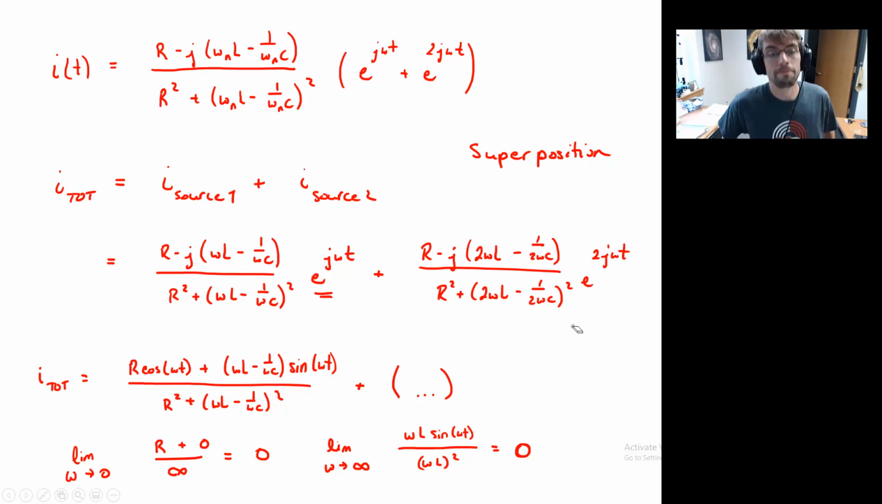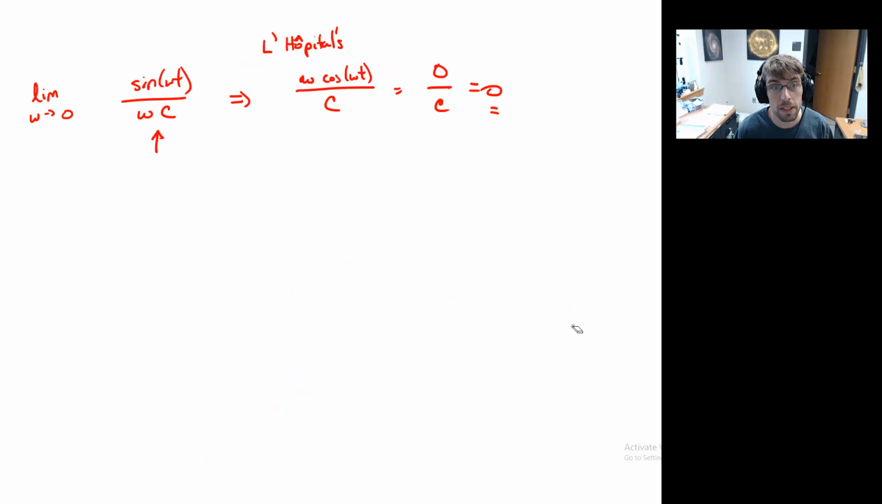But wait, there's more. So that takes care of the amplitude piece. And I'm sure you already noticed the other interesting piece, which is the phase angle, theta. And if we go back and look, you know that the phase angle is given by the arctangent of the imaginary component divided by the real component. Well, the imaginary component was omega L minus 1 over omega C. And the real component was given by R.